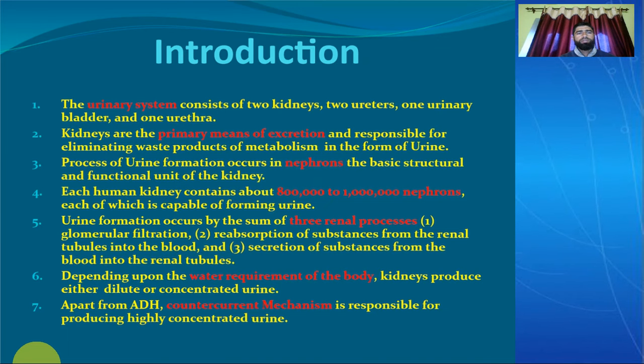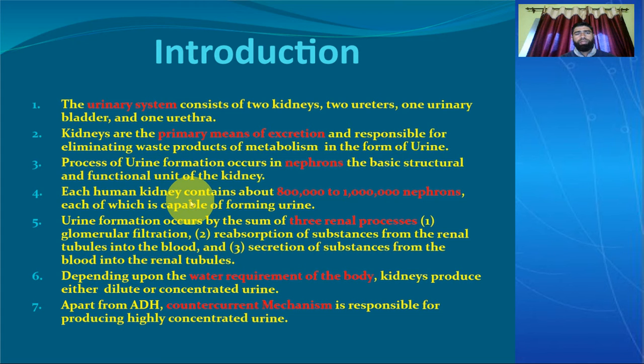First of all, introduction. Introduction is given here in 7 points. The urinary system that is responsible for the production of urine consists of 2 kidneys, 2 ureters, 1 urinary bladder and 1 urethra in human beings. Kidneys are the primary means of excretion.